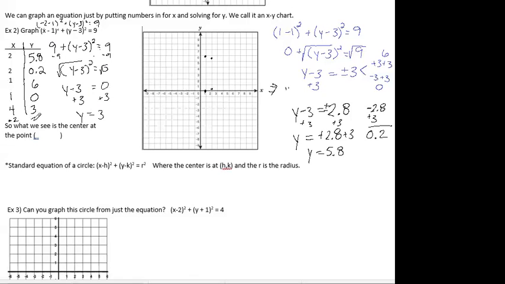That's what we needed. Okay, so now I can plot these last 2 points. If I go out 4 and I go up 3 and I go out -2, I would also go up 3. So now we see what our circle looks like, right?